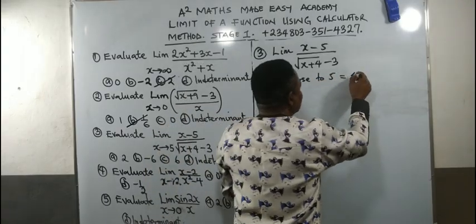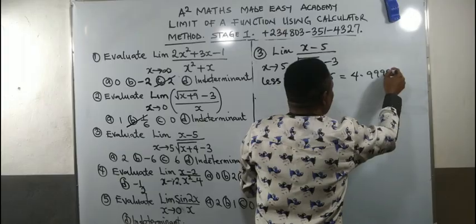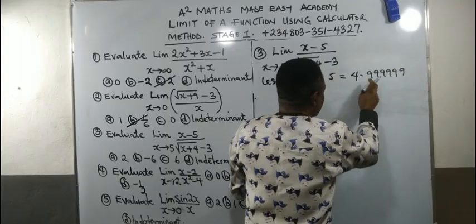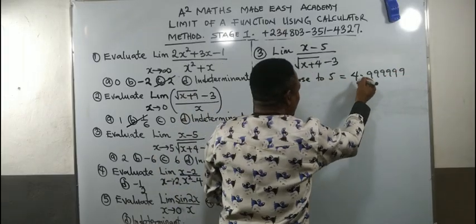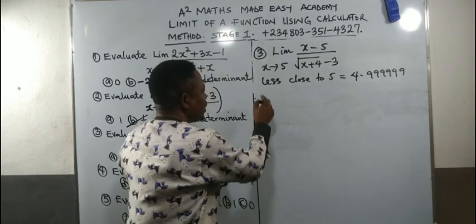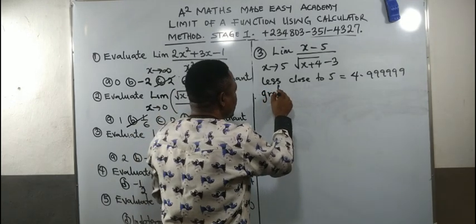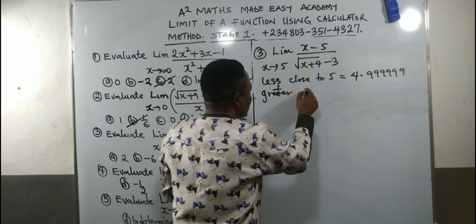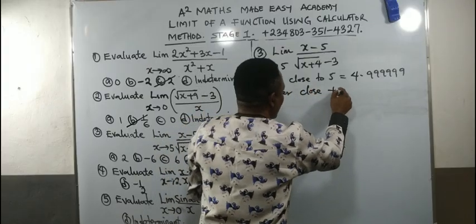Do you know that I can say 4.999999? Am I communicating? It's close to 5, because by the time I approximate it, it will give me 5. Under less. Then let's talk about the one of greater than. Are you with me? Greater, close to what? 5.